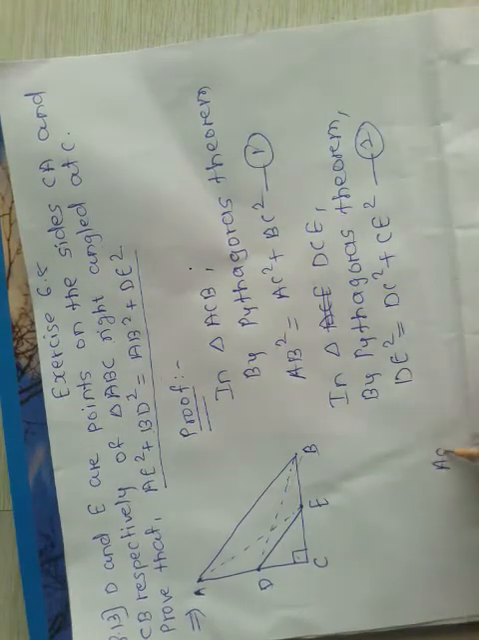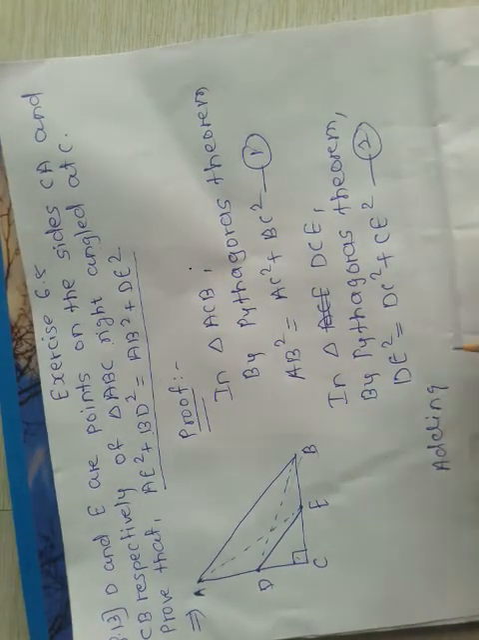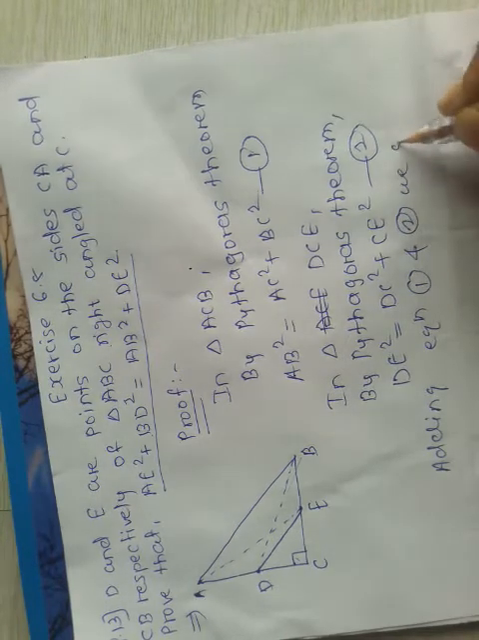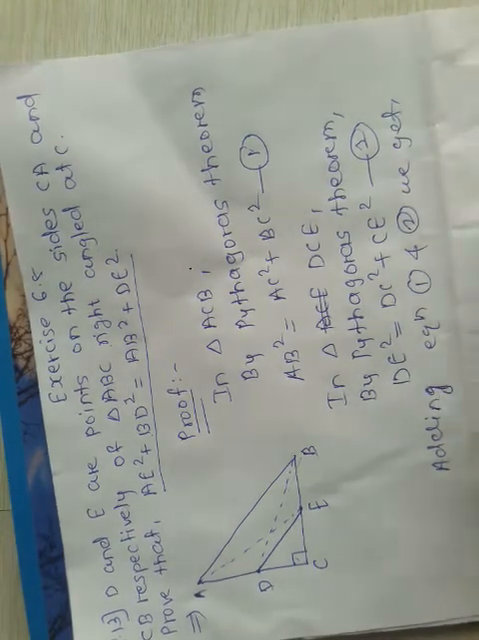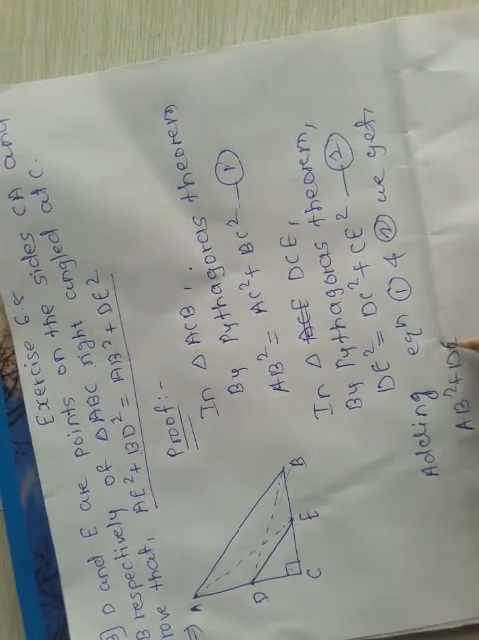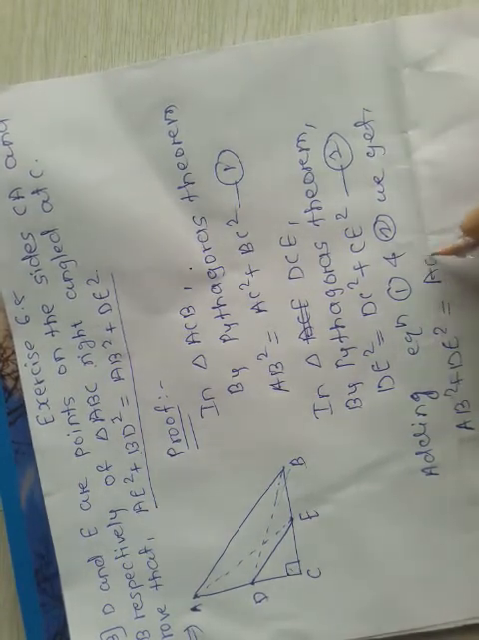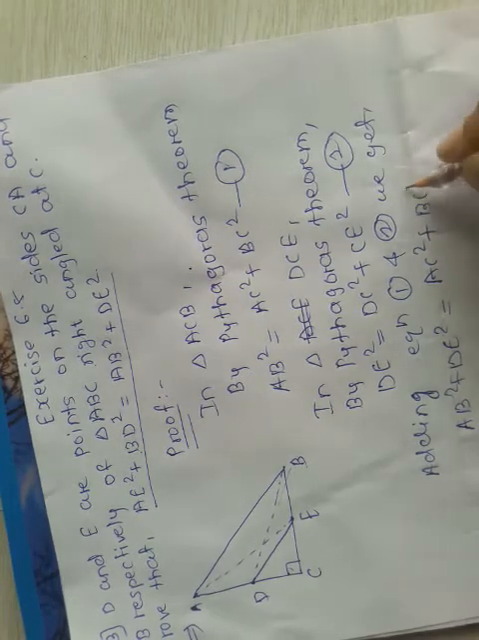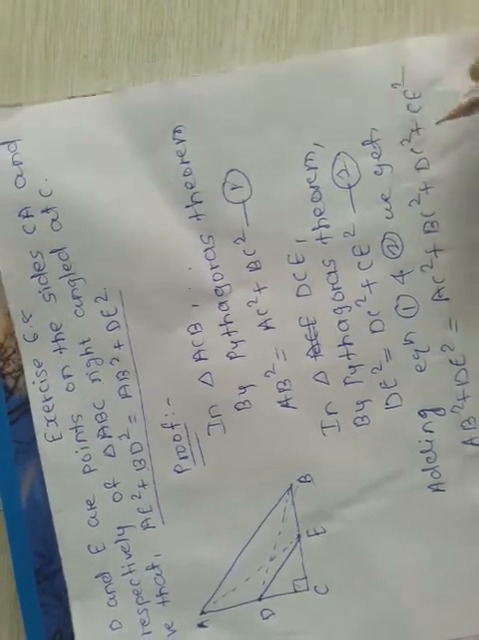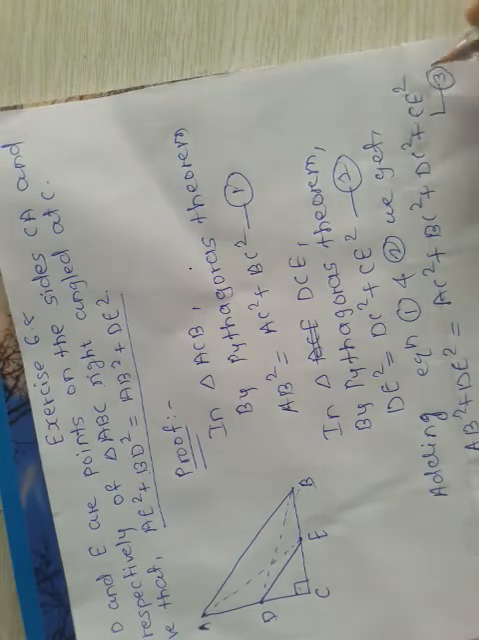So write down here, adding equations 1 and 2. After adding both equations we get AB square plus DE square is equal to AC square plus BC square plus DC square plus CE square. This is our equation number 3.